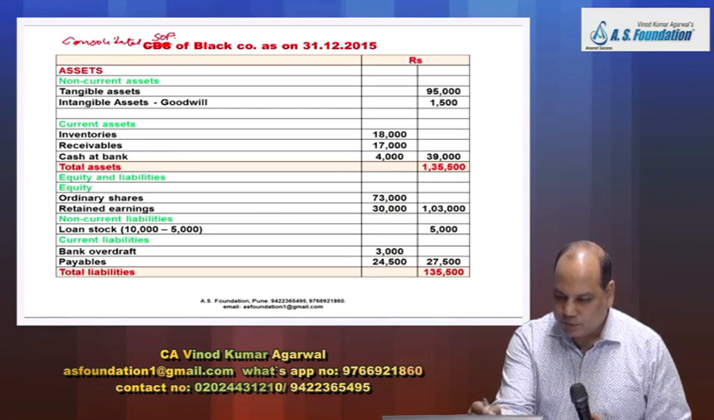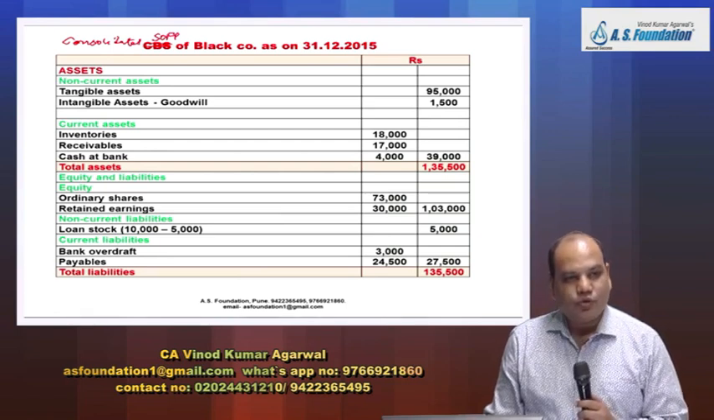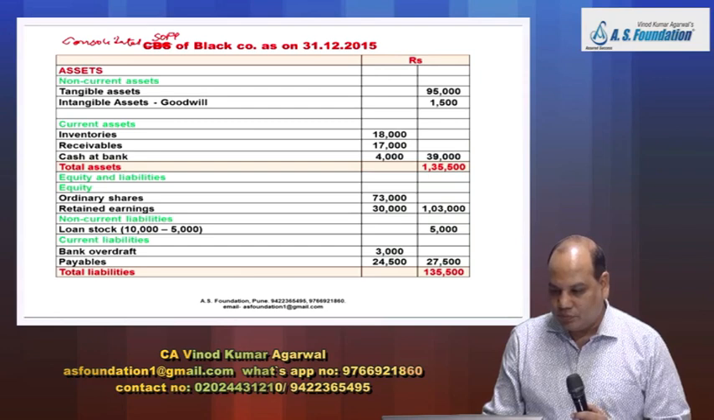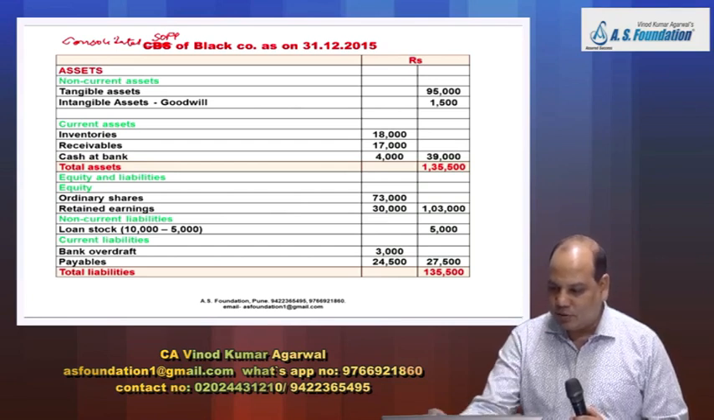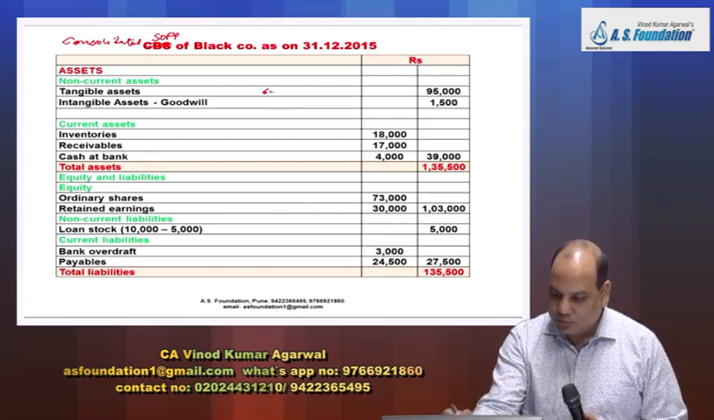Consolidated SOFP of Black on 31/12/2015. Right? Assets, non-current assets, tangible assets. Under tangible assets, you write down the total of the two companies, 60,000 plus 35,000.